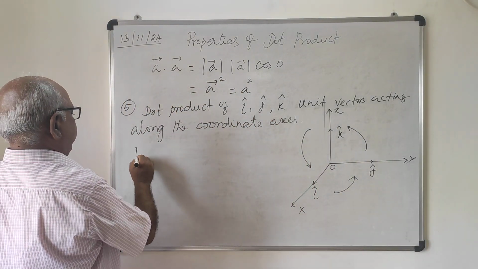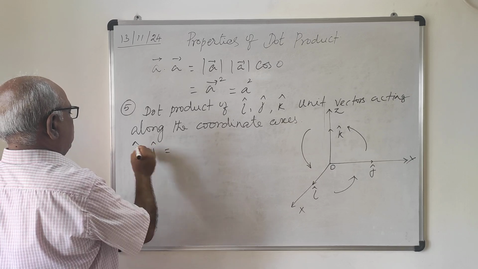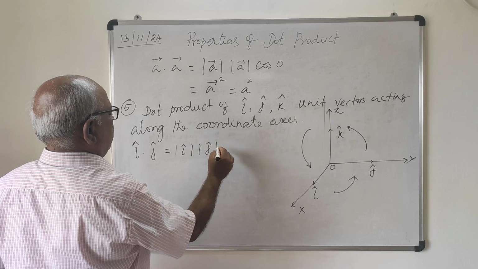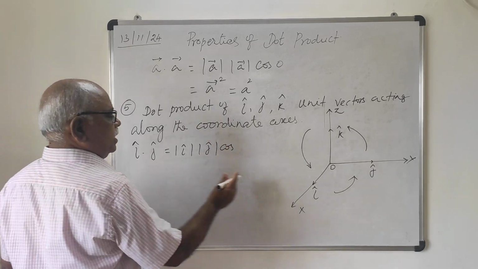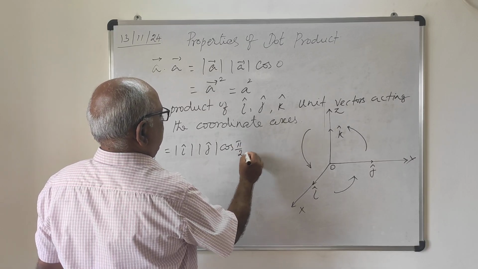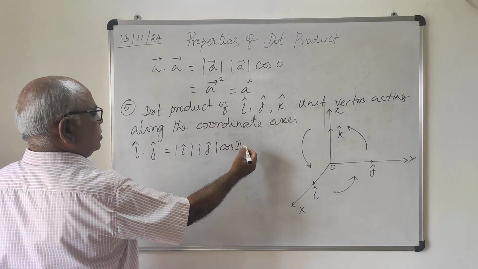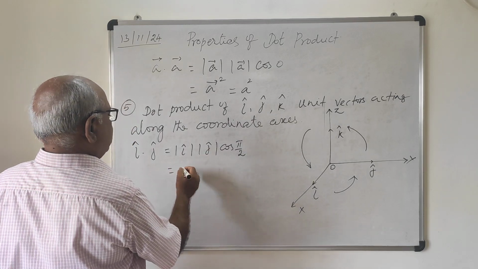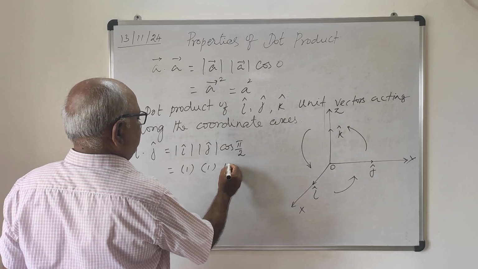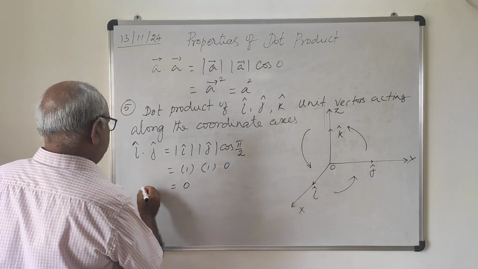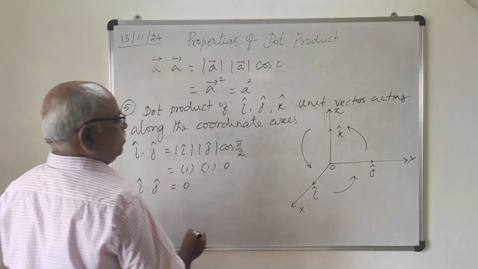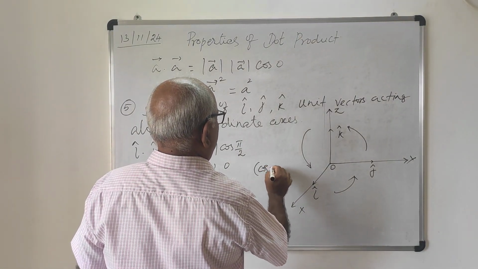First, i cap dot j cap equals mod of i cap and mod of j cap into cos of the angle between i and j. The angle between i and j is 90 degrees because they are mutually perpendicular axes in the coordinate system. Cos 90 is 0. The modulus of i is 1 and the modulus of j is 1. Cos 90 is 0, therefore the entire multiplication is 0. Therefore, i cap dot j cap equals 0, because cos 90 is 0.